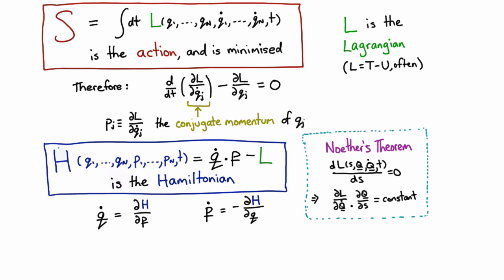With the momenta, you can construct the Hamiltonian, and the Hamiltonian is an alternative way of writing your equations of motion in classical mechanics. If you have a symmetry of your problem, where you make a continuous family of transformations that do not change your Lagrangian, then you have a conserved quantity.